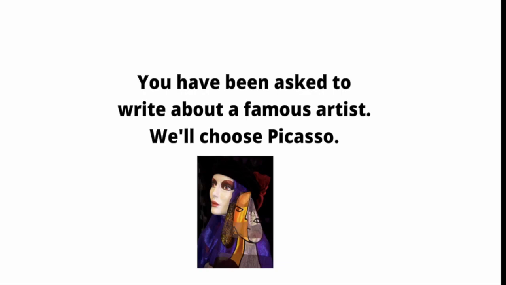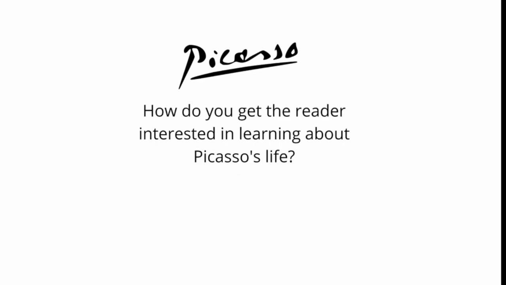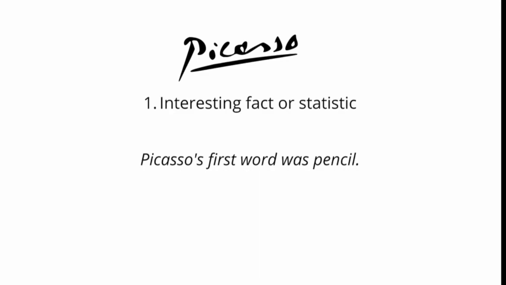So you've done your research on Picasso, and you're ready to put some things together, but you need to figure out what that first sentence is. How are you going to hook or captivate your audience? You need to write something compelling. How are you going to get that reader interested in learning about Picasso's life, the way you're interested in it now that you have done your research?